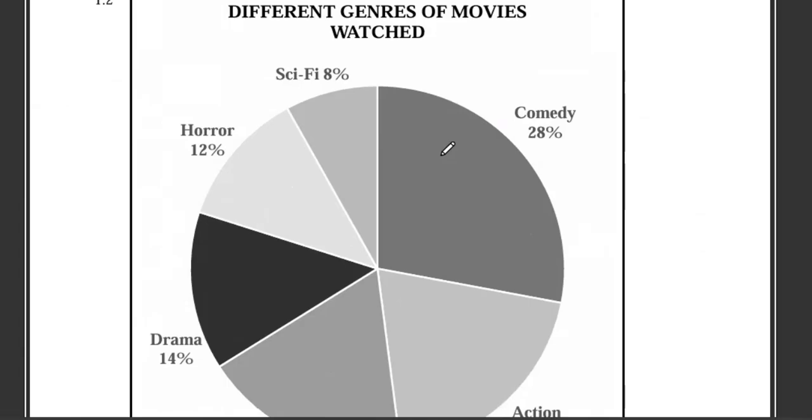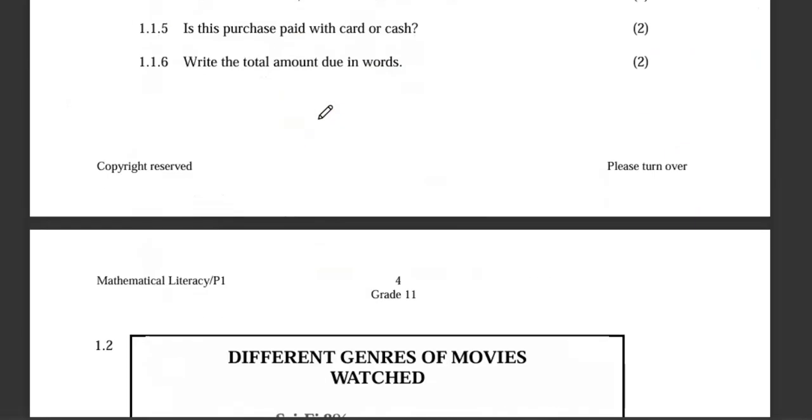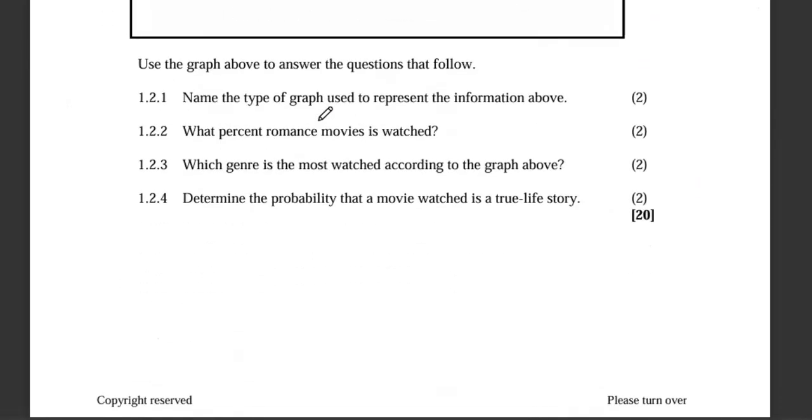1.2, we look at what we call a pie chart and the questions that follow. Name the type of graph used to represent the information above. They have told us we are naming the type of graph. It's a pie. Call it a pie chart.